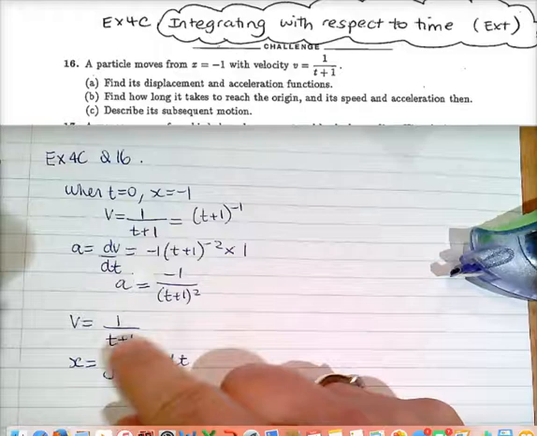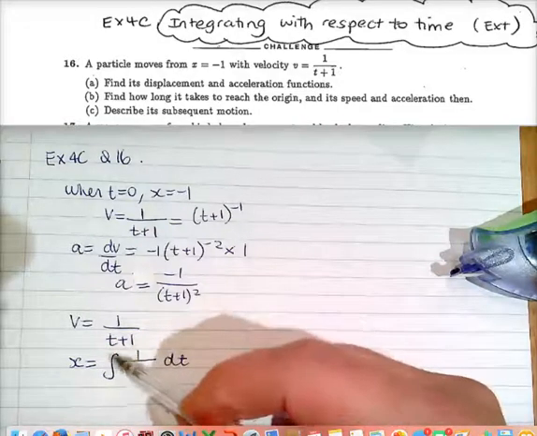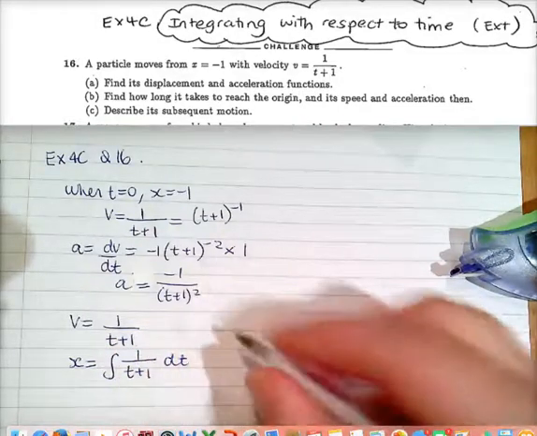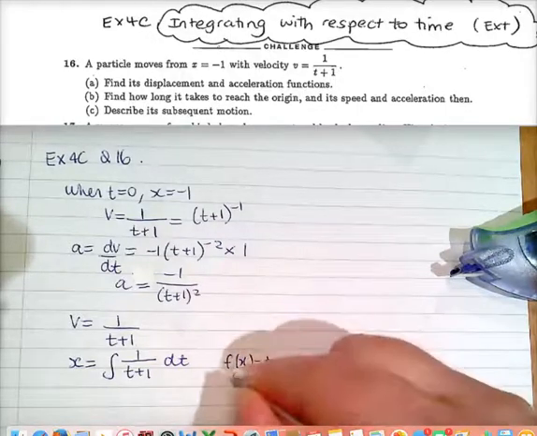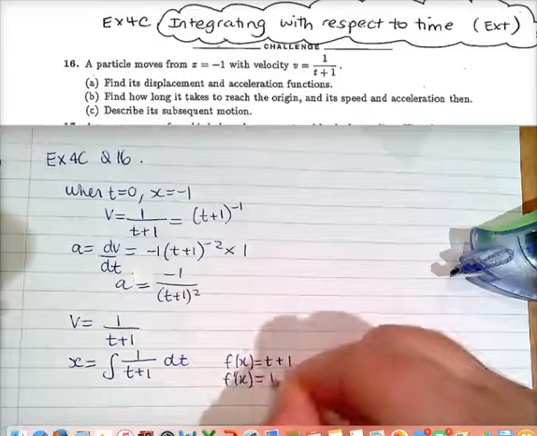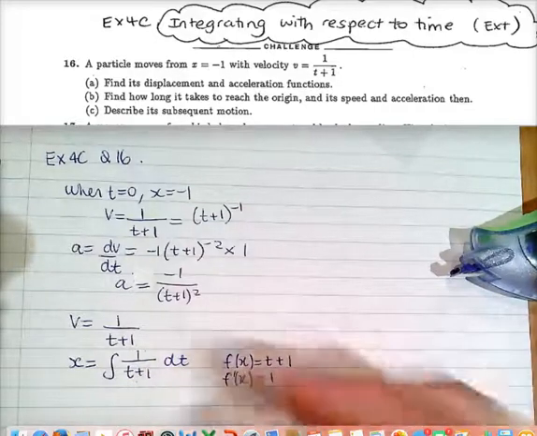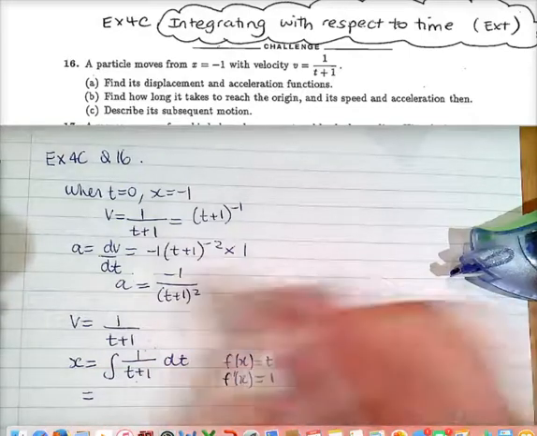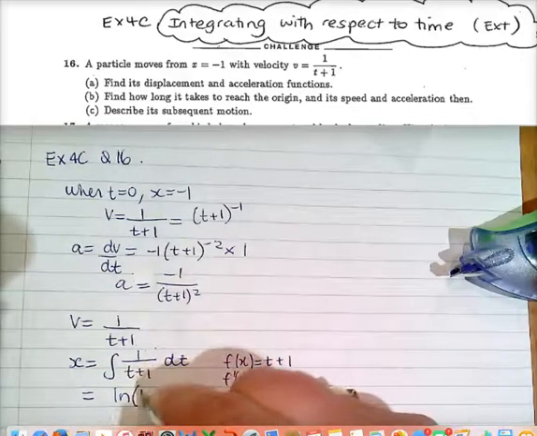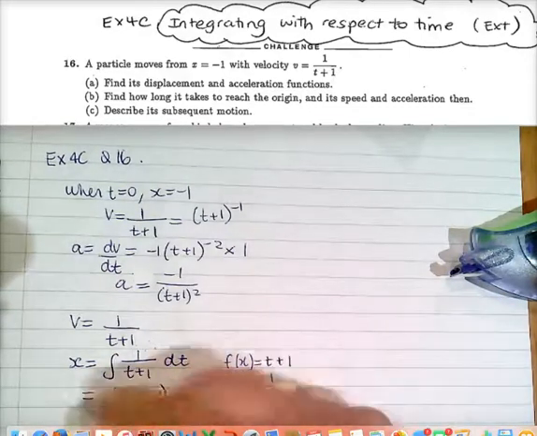So this is in the form of a fraction, integrating a fraction. So if the function f(x) equals t plus 1, then f'(x) equals 1. And this is in the format of f'(x) over f(x). So therefore the integral of that is ln of the function plus c.